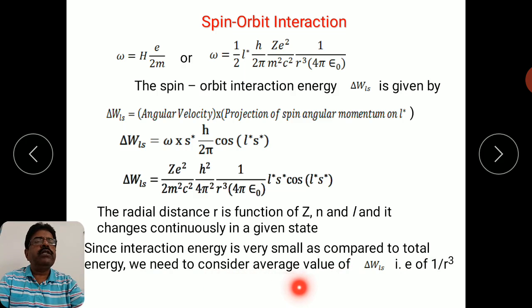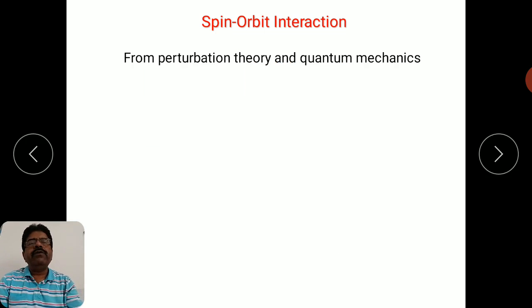Okay, the interaction energy is very small as compared to the total energy of the system. Therefore we need to consider the average value of this interaction energy, delta WLS. Since it is mostly a function of R, here we have R cube, so we must consider this particular function 1 upon R cube. The interaction energy is mostly a function of 1 upon R cube, and this R is continuously changing in a given particular state. Therefore the average value is considered.